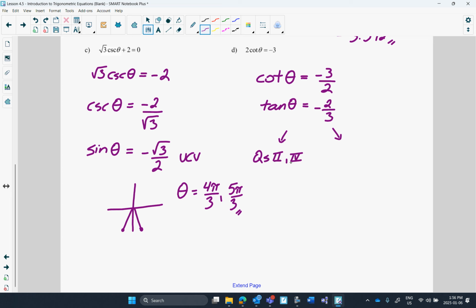And then I got to find my reference angle by taking the inverse trig, in this case it's tan, of the positive value. So this is negative. To find its reference angle, I got to change it to positive. And remember, make sure you're still in radians. So inverse tan, 2 divided by 3, 0.588.